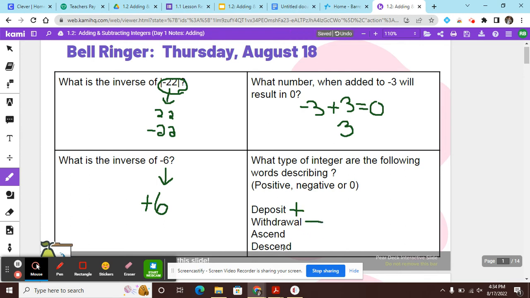If I'm ascending something, that means I'm going up. Here's a way that I remember ascending. Ascending means that I'm getting an A because it starts with an A. A is going up in the world. Descend means going down. If I'm going down in the world, remember D is down, I am going negative.